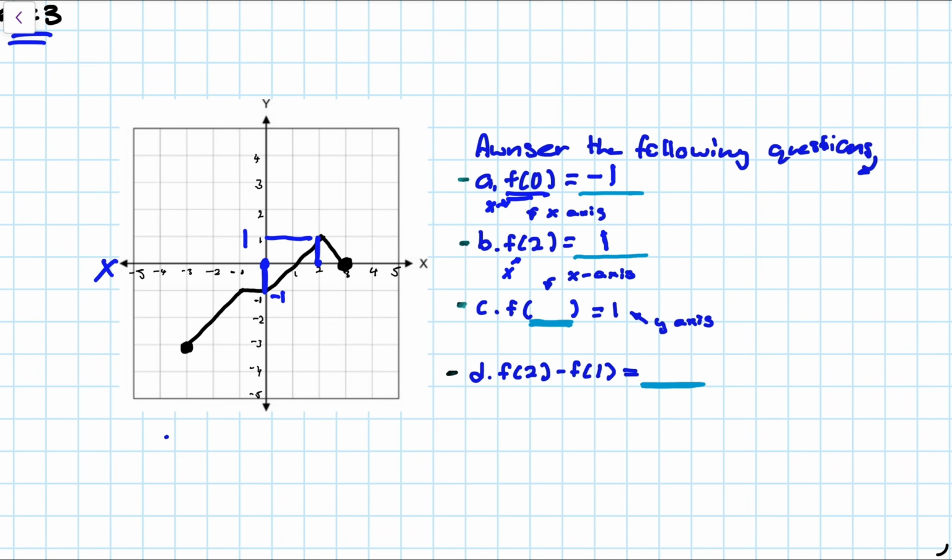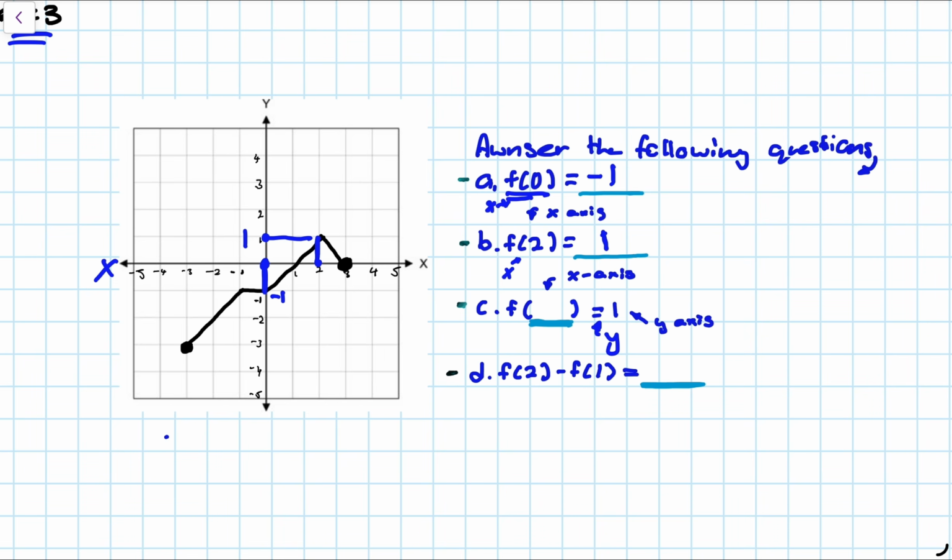Okay, what about this equation? So we know that this is like the x, but we're going to switch it to y instead. So we're going to have to find 1. 1, where is 1? On the y-axis.